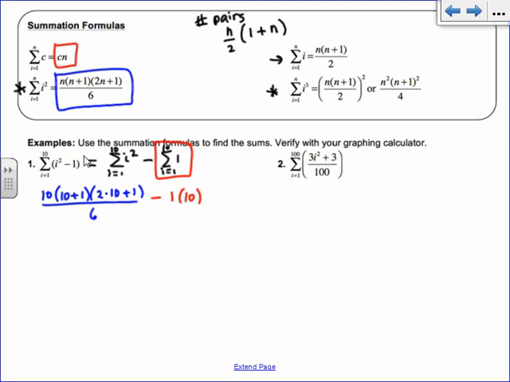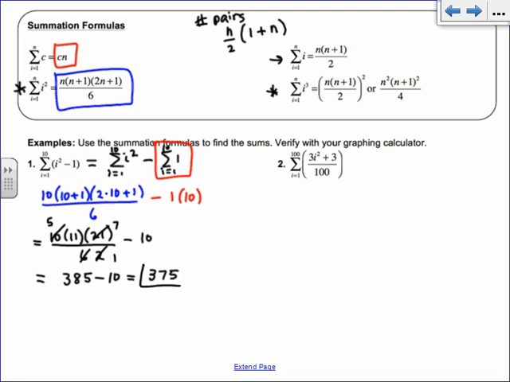So as I simplify, I'm going to have 10 times 11 times 21 over 6 minus 10. And I continue to simplify. So 21 and 6 are both divisible by 3, and then 10 and 2 are both divisible by 2. So 55 times 7. Real quick, 385 minus 10. So the answer to this would be 375.